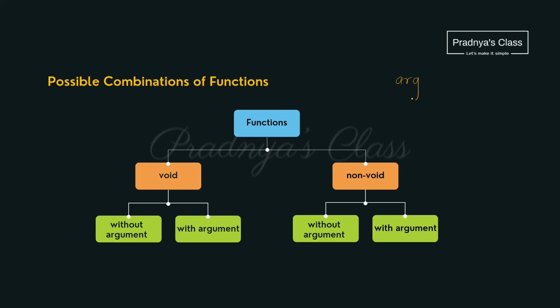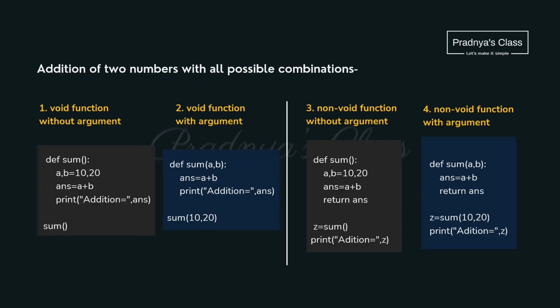Alright, then based on the criteria that you are passing the parameter to the user defined function and you are returning back the value from the user defined function to the main program or not, there are 4 different combinations of functions. Here void means you are not returning any value back to the main program, and non-void means you are returning back value to the program. Based on that, again there will be 2 types, without argument, with argument. In the same way, if you are returning value back, then also you have 2 options, without argument and with argument.